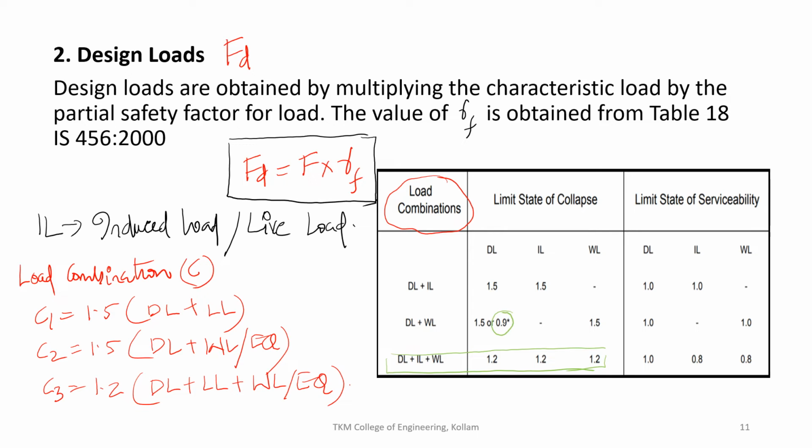And here you can see a 0.9. That is, we will reduce the dead load by a factor of 0.9 when we are considering a retaining wall. When we are considering the stability of the retaining wall, the restoring force is provided by the dead load, so we will not consider the full amount of dead load. That you will study in detail when you are dealing with the design of retaining wall.